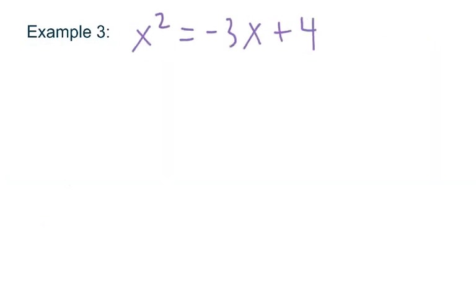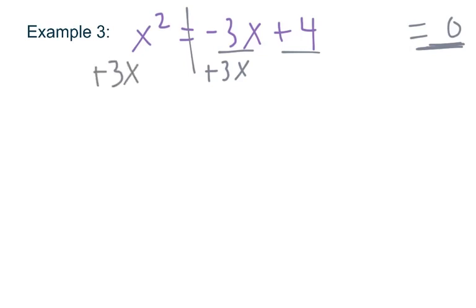Okay, example 3. What's the problem with this? Well, we don't have equals 0 on the left-hand or on the right-hand side. We need this to happen before we can do the diamond. Okay, so let's draw our line. In this case, we need to move over the negative 3x and the 4. So I'm going to do it all in one swoop. I'm going to say plus 3x. We're going to add 3x over here. And I'm going to say minus 4. And we're going to subtract 4 over here.